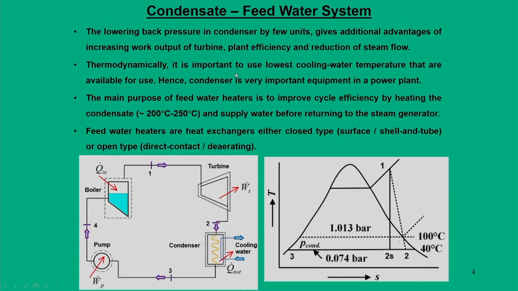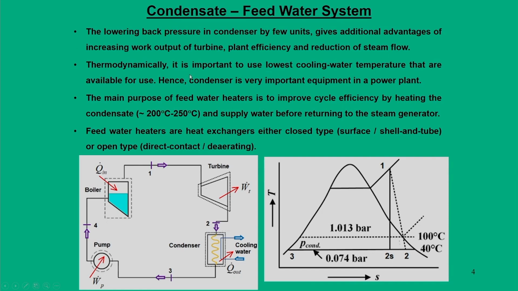Some additional requirements for the condenser: by lowering the back pressure in the condenser by a few units, it gives the additional advantage of increasing work output from the turbine and plant efficiency. Of course, it also gives a reduction in the steam flow.